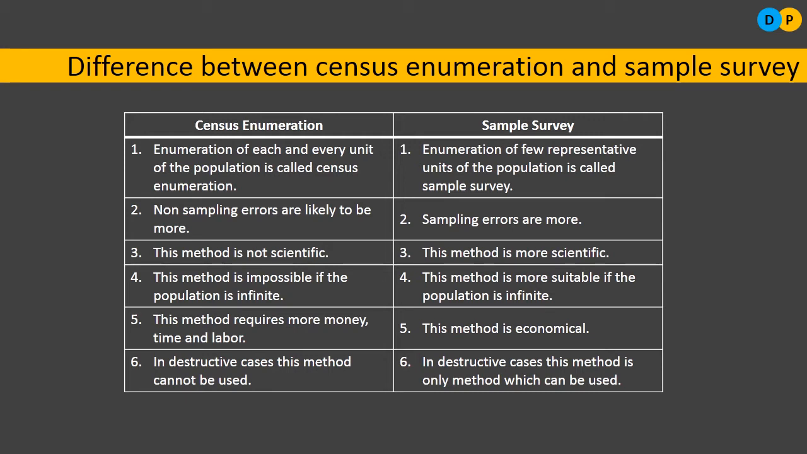In this type of case, you cannot go for census enumeration. It is always better to stick to sample survey, where you will be choosing only a few representative units. Let us say out of 1,000 firecrackers, you will be selecting 5. You will be checking whether they are good or not. On those samples, you can conclude whether the population is good or not. So these are the main differences between census enumeration and sample survey.